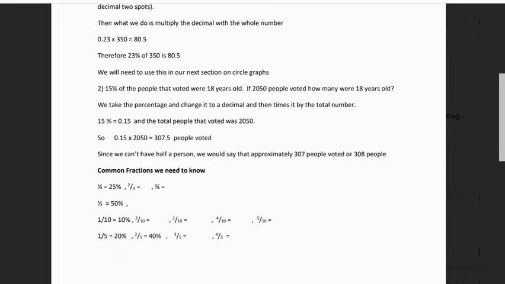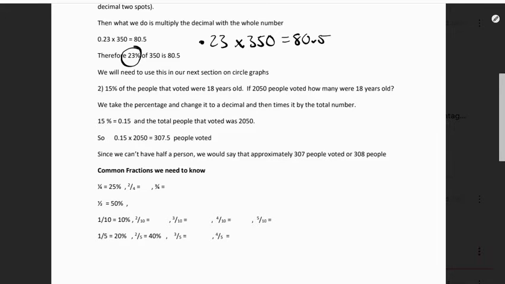The key to a lot of these questions is that we're going to take this 23%. If we're looking at this specific question, when we're trying to figure out what's 23% of 350, we change it to a decimal, 0.23, and we times it by 350, and it equals 80.5. So 23% of 350 is 80.5.